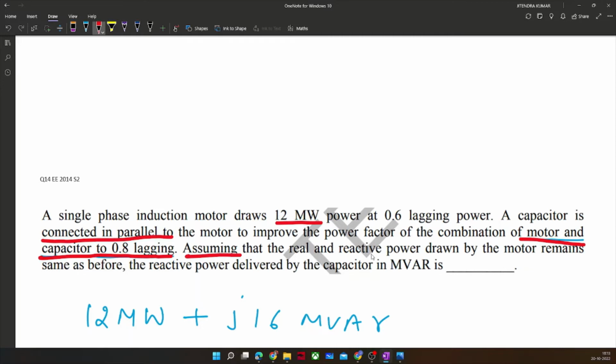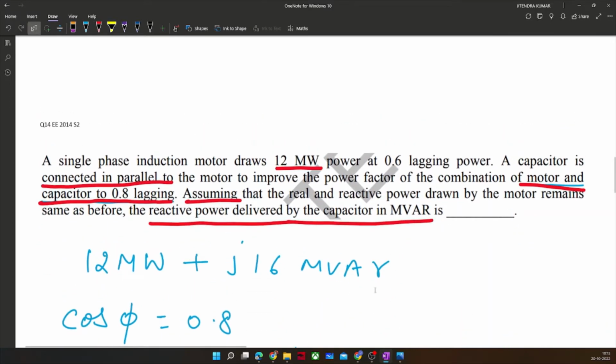Now we will have to see how much reactive power is delivered by the capacitor. Okay, now to improve power factor, we all know the capacitor supplies reactive power. So we will see how much reactive power is supplied by the capacitor. Okay, so earlier 12 megawatt power was supplied from the source, or the single phase induction motor was taking.